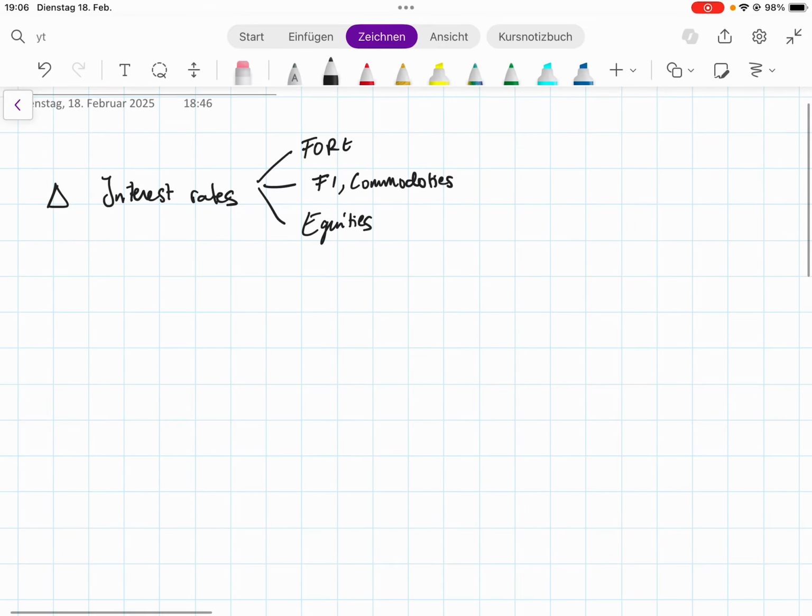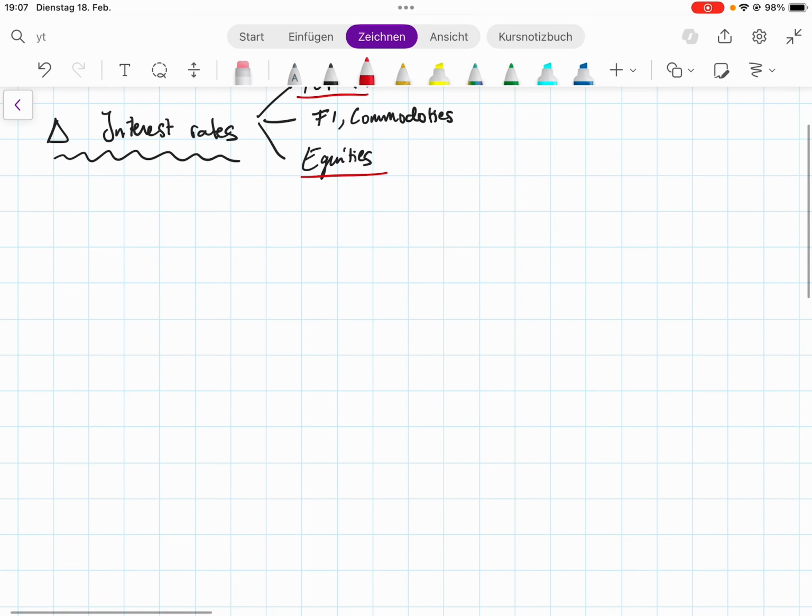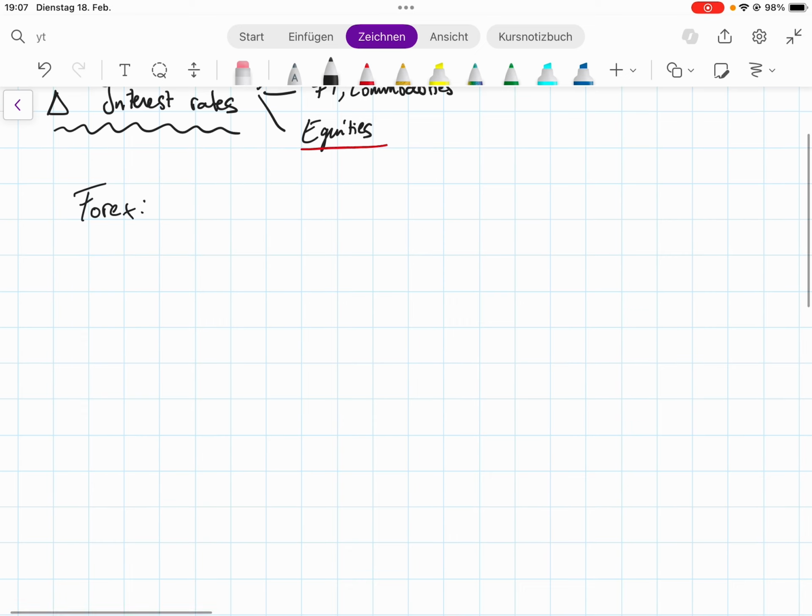Okay, let's have a look at how the change in interest rates reflects into changes in the major asset classes: forex, equities, fixed income, and commodities. Let's focus for now on forex and equities, as I think the connection is easier to see why interest rates have an impact on currencies and equities. So let's look at forex.